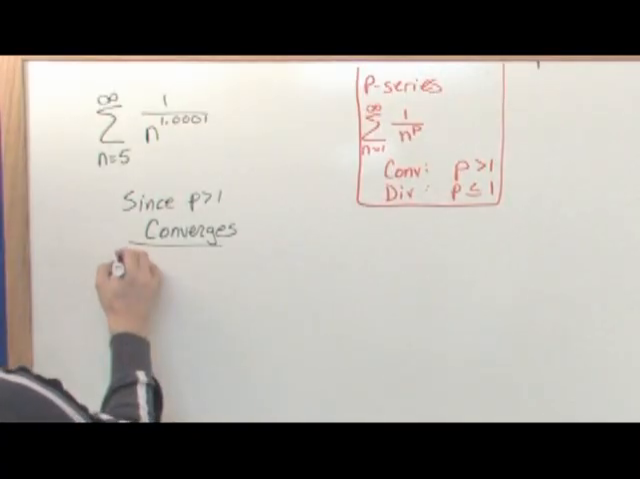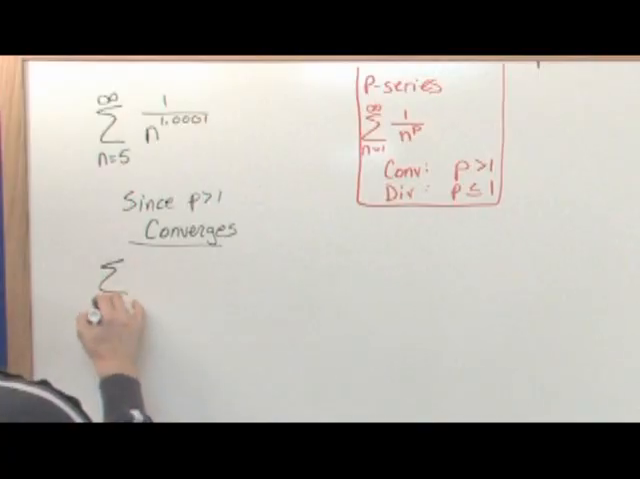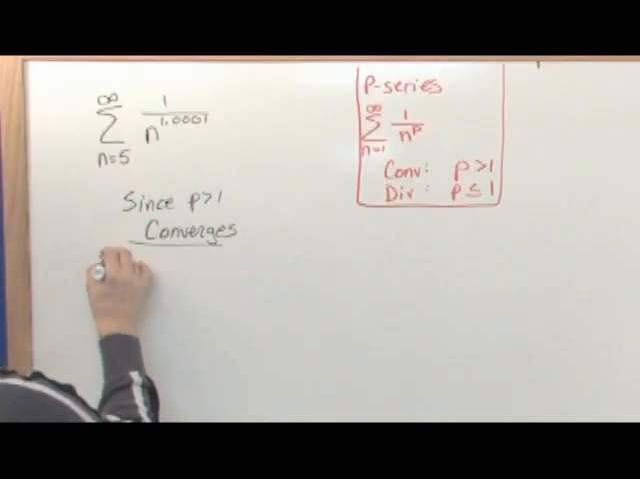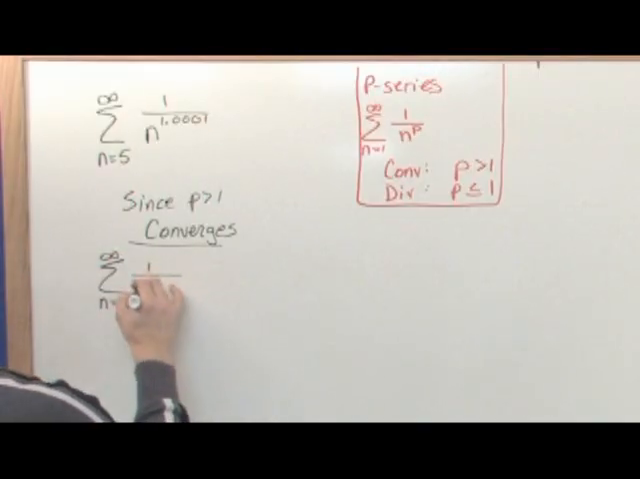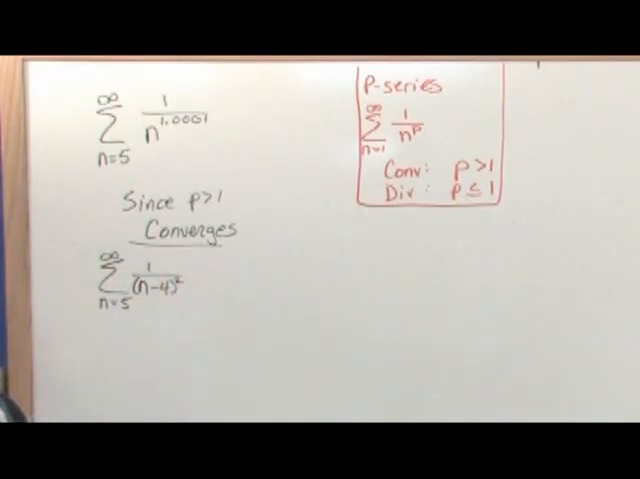Let's say you have the sum from n is equal to 5, again, to infinity, of 1 over (n minus 4) squared. So these are the elements of a series that I'm adding up, 1 over (n minus 4) squared. I'm starting at n is equal to 5, okay? But I'm going up to infinity, and I'm trying to figure out if this thing converges or not. So it doesn't really look like a p-series, okay? This certainly doesn't really look like a p-series.